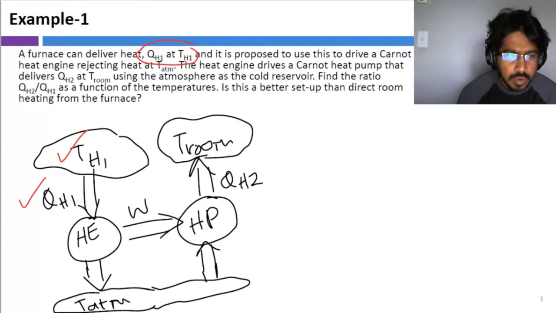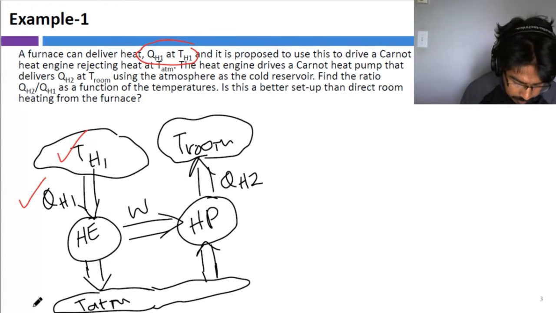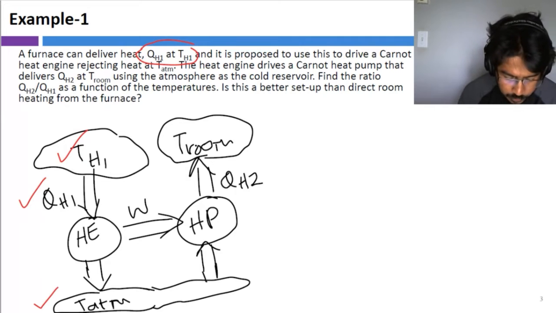The best thing or the characteristic of Carnot heat engine is it has the highest efficiency that can be had by a given heat engine under the given conditions. Between TH1 and TATM, Carnot heat engine can produce the highest work. Okay, so that is the specialty about the Carnot heat engine. And then while working, Carnot heat engine rejects heat at atmospheric temperature, so we mark that one as well.